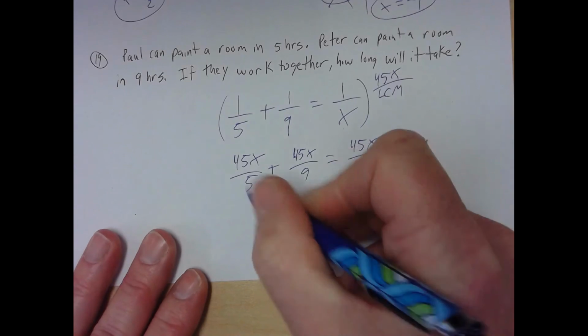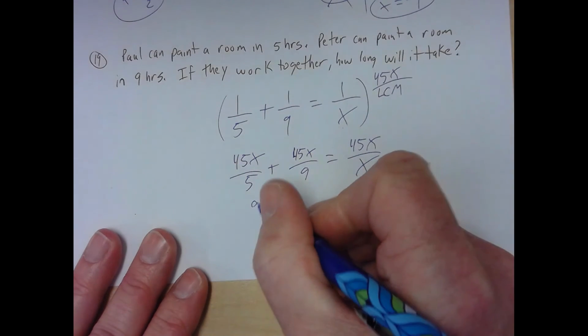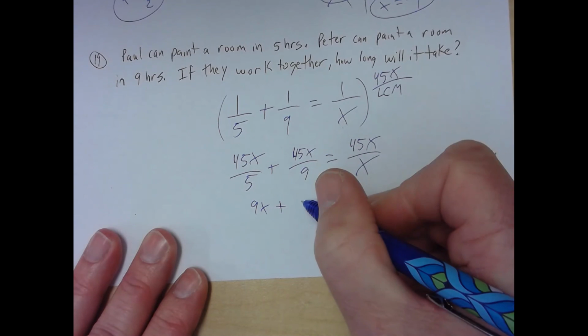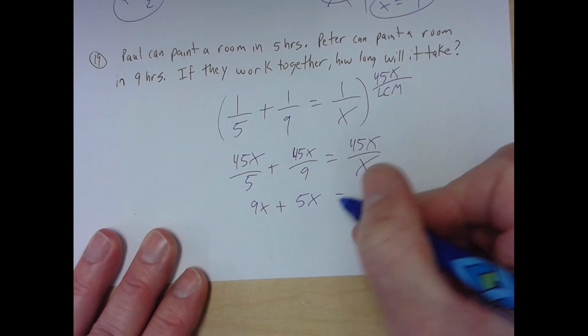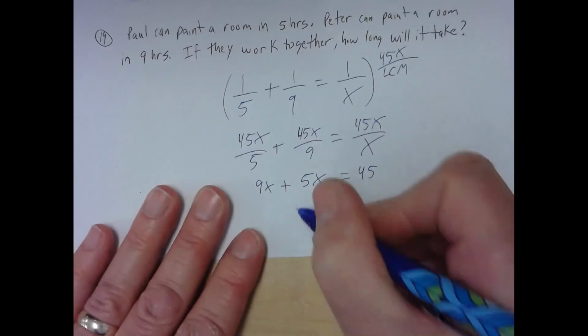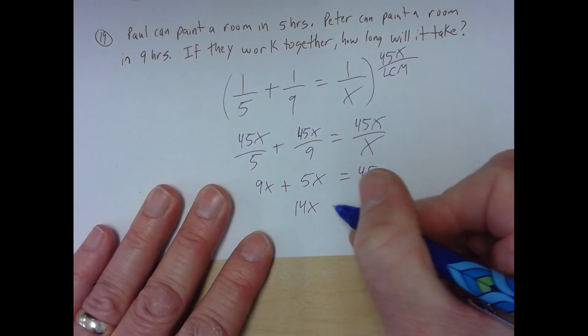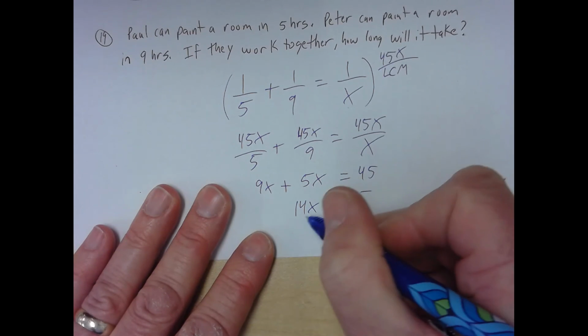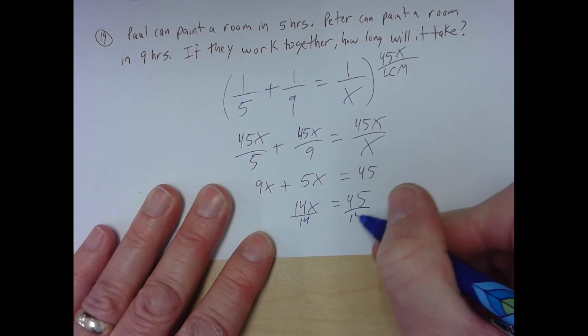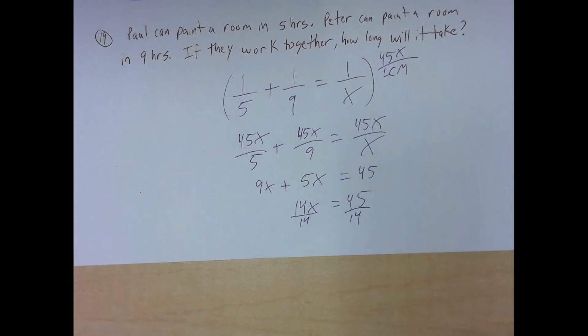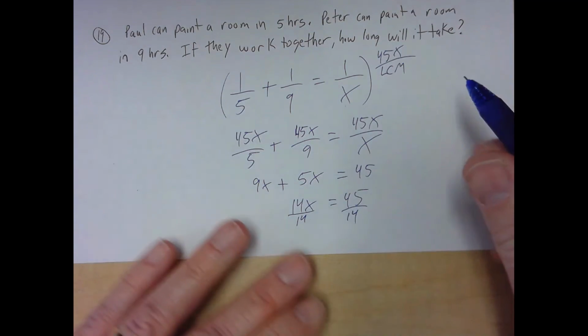So then the 5 goes in there 9 times, so it's 9x plus 5 goes into there 5 times. 5x is equal to 45. 14x is equal to 45. Divide by 14. The answer has to be less than 5 hours because Paul will help out Peter.